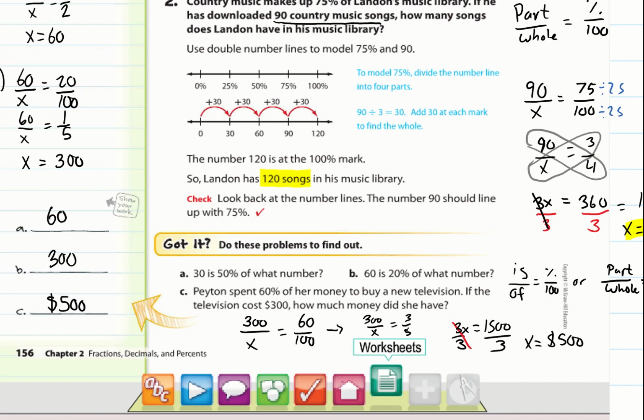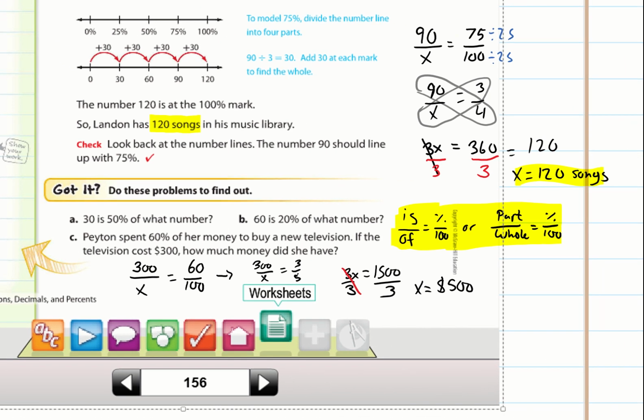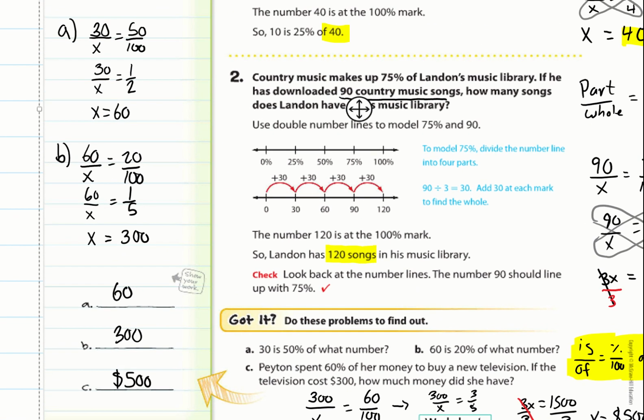So the first thing I did is I wrote down some notes that's going to help us out right over here. So is over of equals percent over 100, or part over whole equals percent over 100. They're the same thing, just different wording. So it says A, 30 is 50% of what number? So 30 is going to be our part, or the is. So I have 30 over x equals 50 over 100, because of percent over 100. Now 50 over 100 can simplify to 1 over 2. So I rewrote this, and I cross-multiplied.